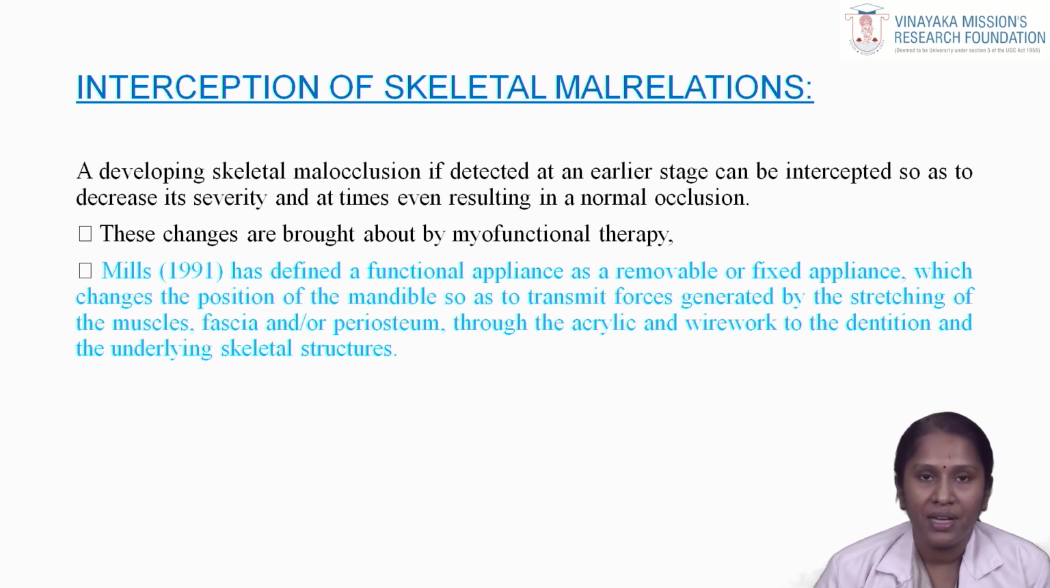In very simple words, if the kid has a class 2 convex profile, we need to give a myofunctional appliance to bring the orthognathic profile. So in interceptive orthodontics, if there are any skeletal problems, we need to give a myofunctional appliance to achieve the orthognathic profile of the patient.